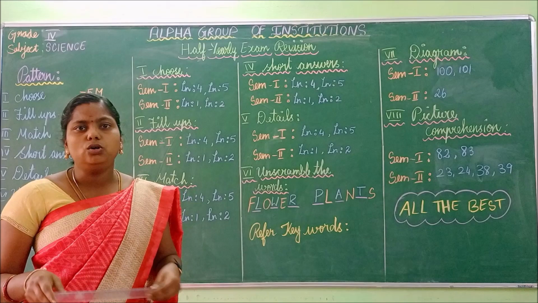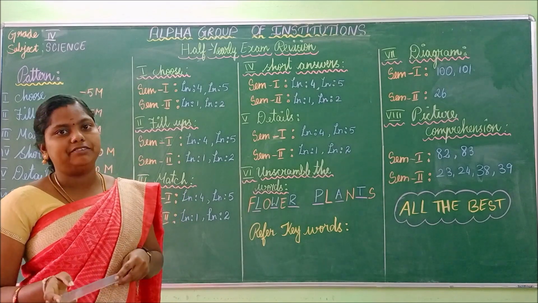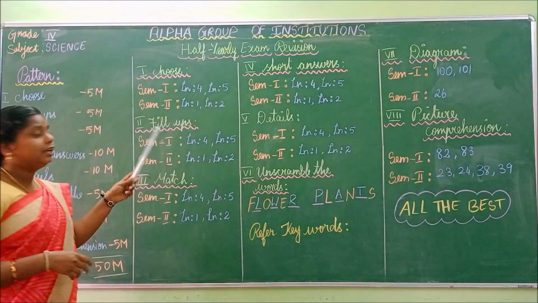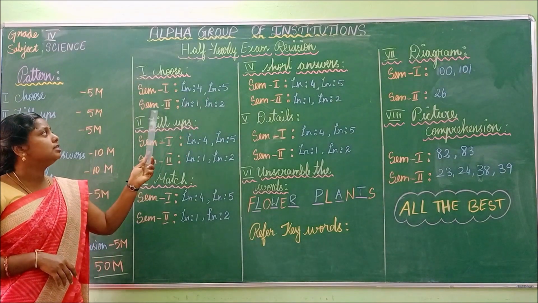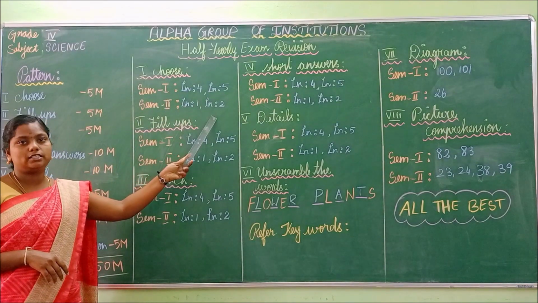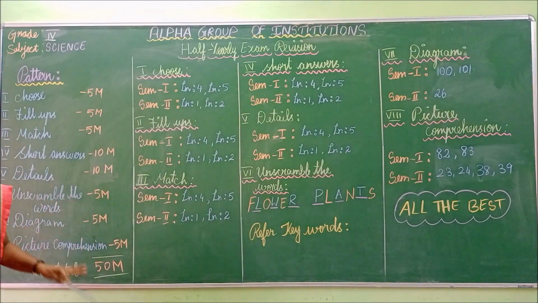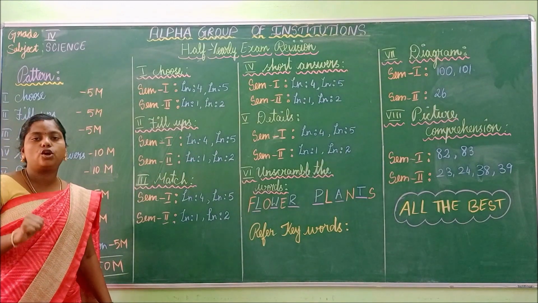So today we are going to revise for your half-yearly examination. Here is your portion: semester 1 lesson number 4 and 5, semester 2 lesson number 1 and lesson number 2. So this is your portion. Totally you will be having 4 lessons for your exam.